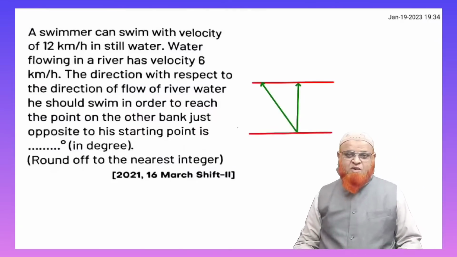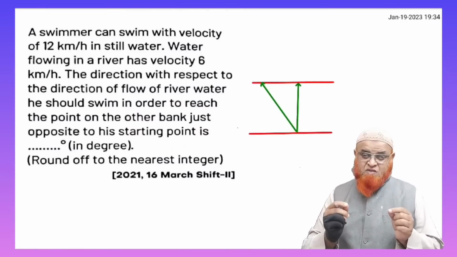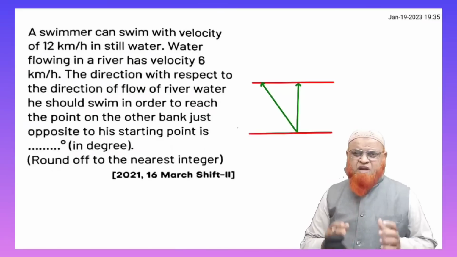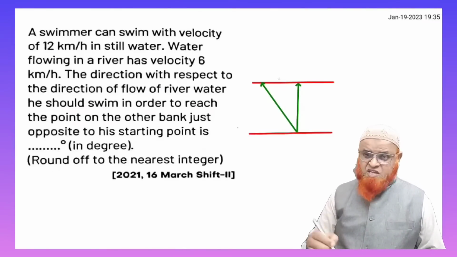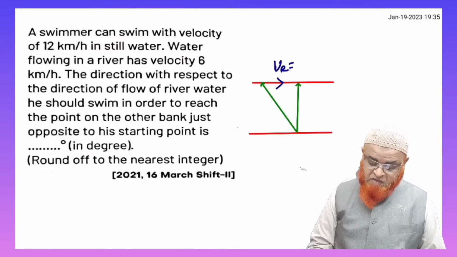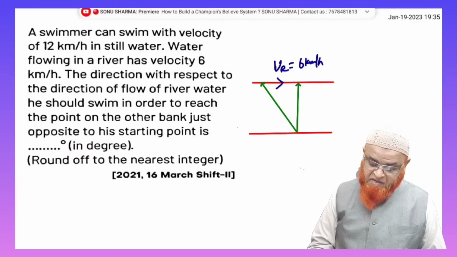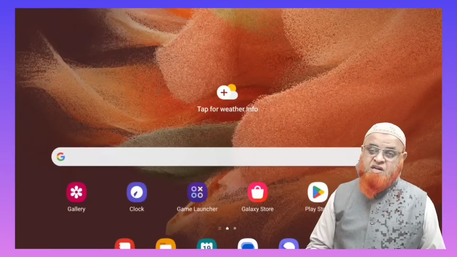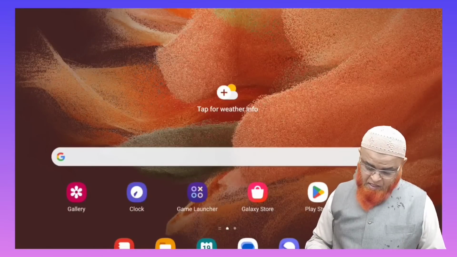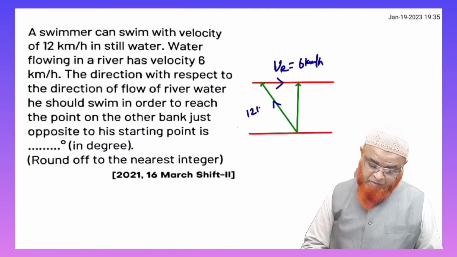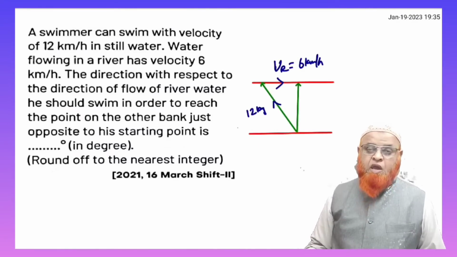My dear students, today I would like to discuss a boat and river problem in fraction of seconds. How can you solve this problem without solving the problem? It's very simple, my dear students. You just see here, in this diagram, this is the direction of river flow, which is given in the problem, that is going to be 6 kilometers per hour. And what is the boat velocity, which is in this direction, or a swimmer velocity, which is going to be 12 kilometers per hour. It is given in the problem.